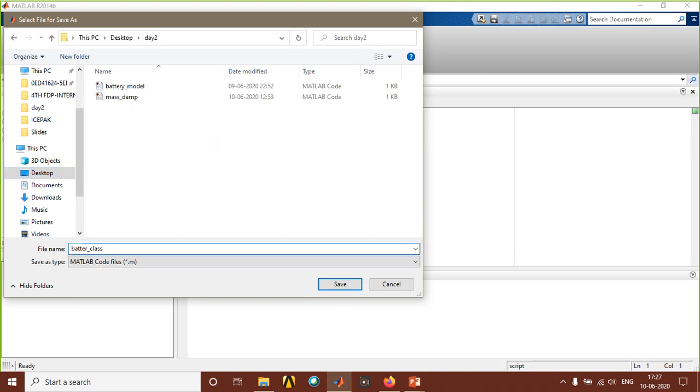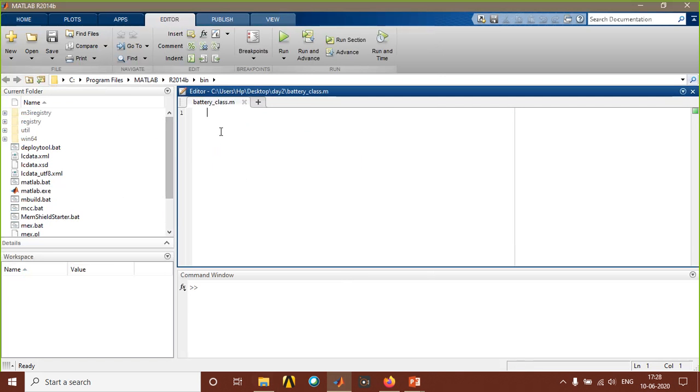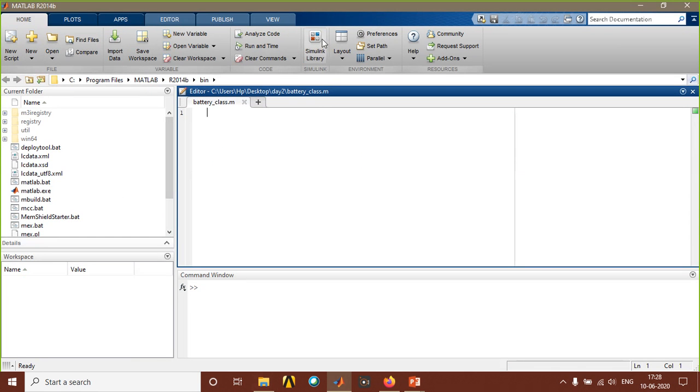So I'm just giving the name. Just save it. Already I have those files, I'm just recreating it. Fine. So next what we are supposed to do is, I have already saved it. Go for Home, go for Simulink Library.